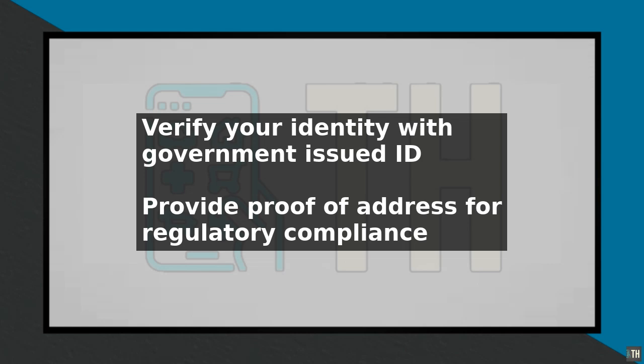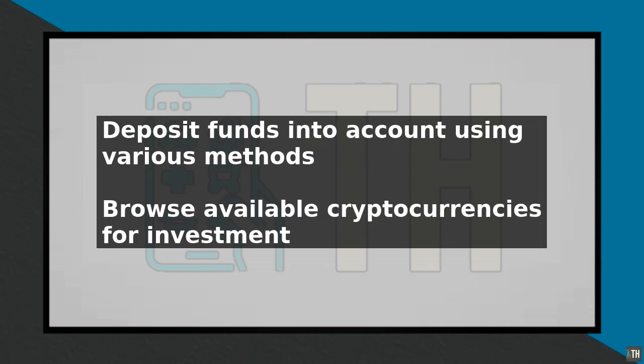Now that you have funds in your account, you can start investing in cryptocurrencies. Crypto.com offers a wide range of digital assets, including popular coins such as Bitcoin, Ethereum, and Litecoin. You can browse the available cryptocurrencies on the platform and select the ones you want to invest in.